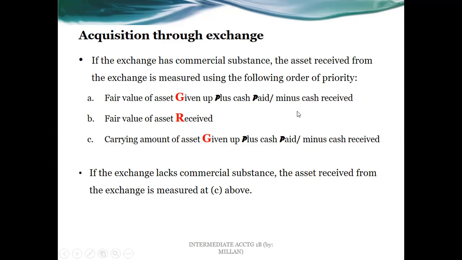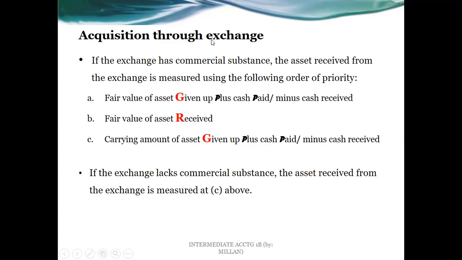But then if, for example, this is on the part of the receiver or the payee, so in that case, we are going to deduct the cash received. Then B is fair value of asset received. And then letter C is carrying amount of the asset given up plus cash payment. Again, on the part of the payer, but if on the part of the payee, so minus cash received.